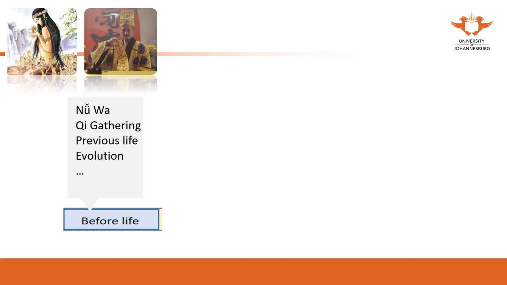Where do humans come from? There are many stories in the history. Nüwa is one of them, a very beautiful lady with a snake tail. So she's not a human being, or at least not a normal human being. She used yellow mud to make humans. That's where humans come from.